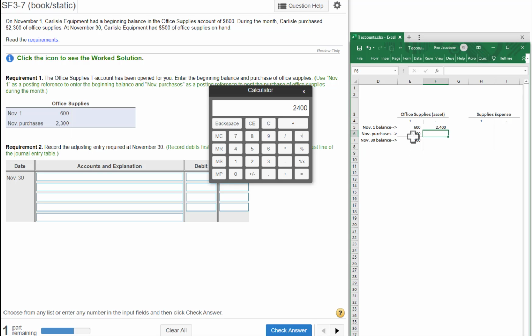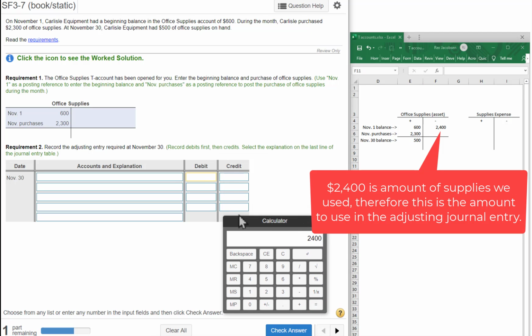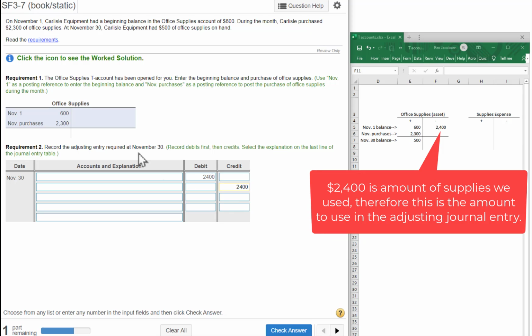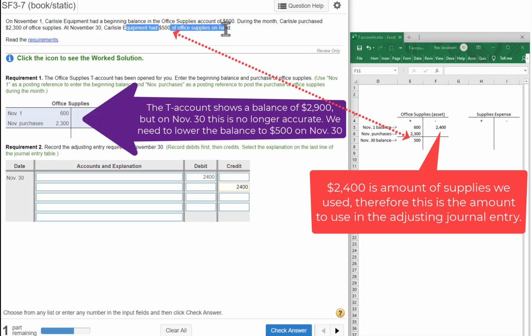So then you can just double check your math. Does 2,900 minus 2,400 equals 500? Yes. So this $2,400 is the amount of office supplies that we used. So I'm going to put it over here in the adjusting entry. Notice it says record the adjusting entry required at the end of November. Why are we adjusting this account? Because if we look at the office supplies T account, it says, according to this, we've got a balance of 2,900. But do we? No, we've got a balance of 500 according to this right here.